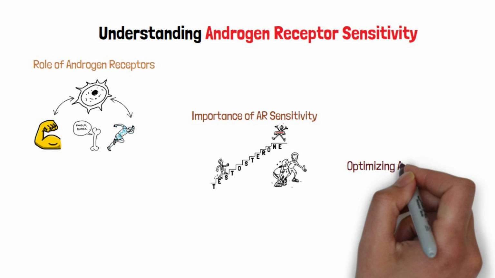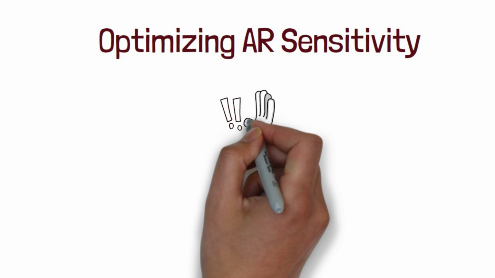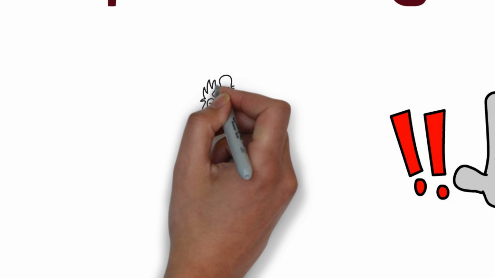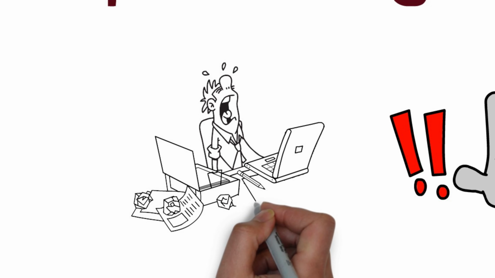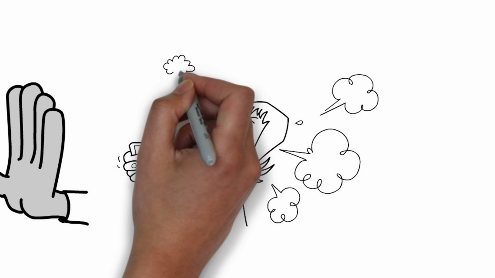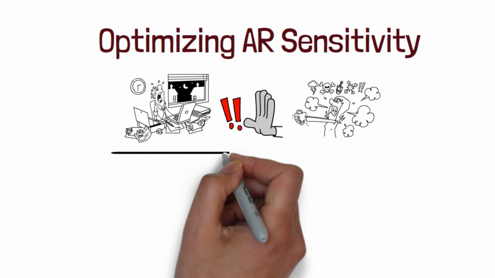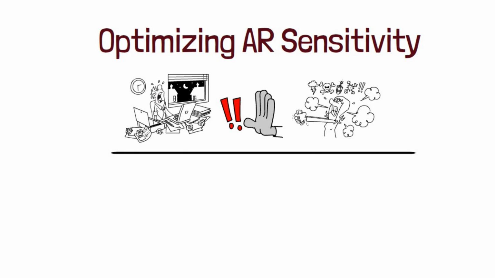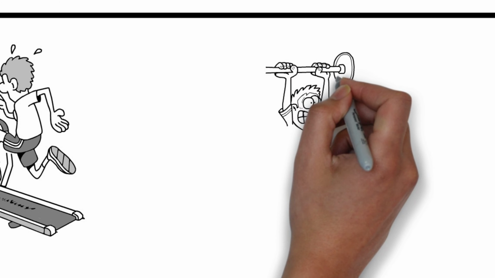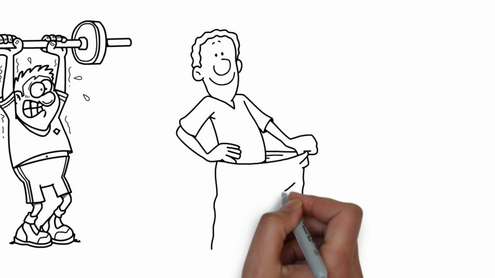3. Optimizing AR sensitivity. To maximize the benefits of testosterone, it's essential to enhance AR sensitivity. This can be achieved by avoiding factors that decrease AR sensitivity, such as high stress levels, which increase cortisol, exposure to endocrine-disrupting chemicals found in plastics and other materials, and certain medications and dietary components that can reduce AR activity. Additionally, incorporating strength training and specific supplements can help improve AR sensitivity and ensure the body can effectively utilize testosterone.